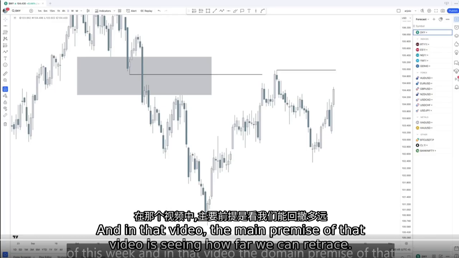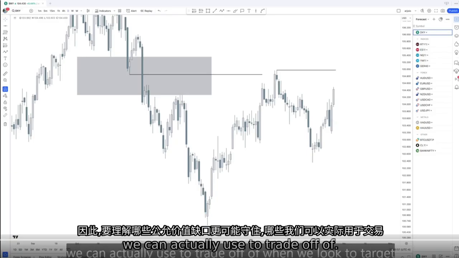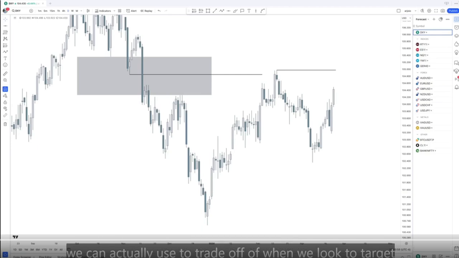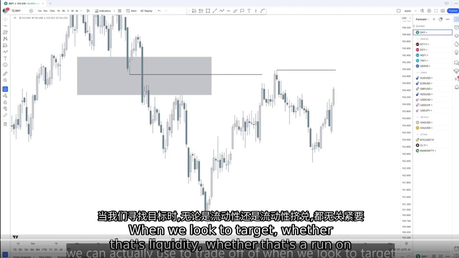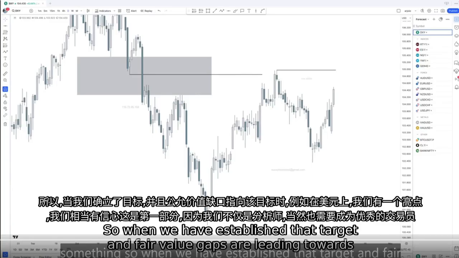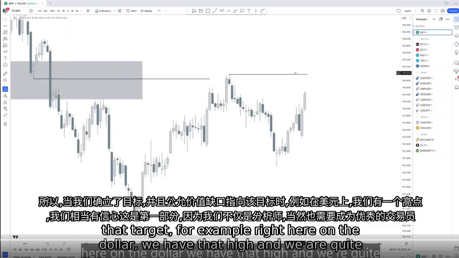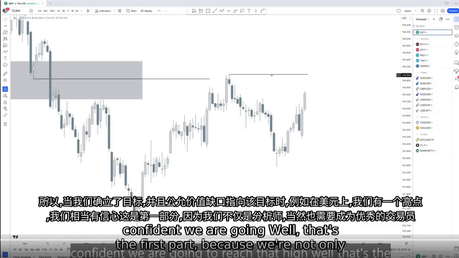And the main premise of that video is seeing how far we can retrace. So understanding which fair value gaps are more likely to hold, which fair value gaps we can actually use to trade off of. When we look to target, whether that's the liquidity or a run on liquidity doesn't really matter. We need fair value gaps to target something. So when we have established that target and fair value gaps are leading towards it, for example, right here on the dollar, we have that high and we're quite confident we are going to reach that high.